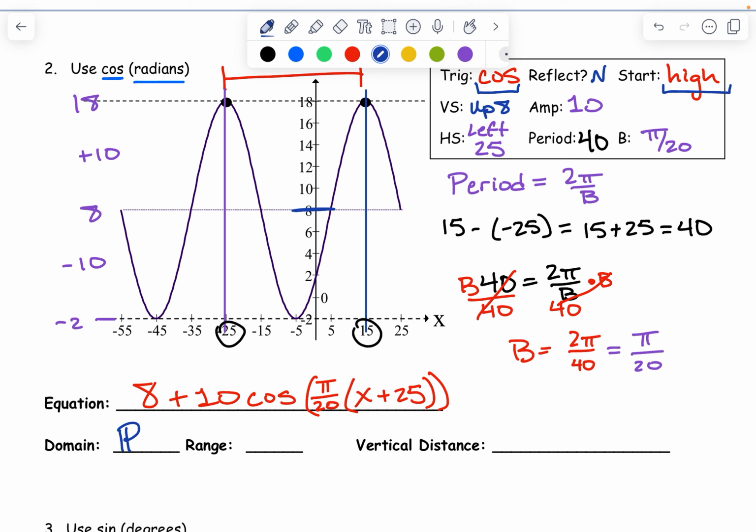We still have a domain of all real numbers. Our y values go from -2 up to 18, and that's a total vertical distance of 20.